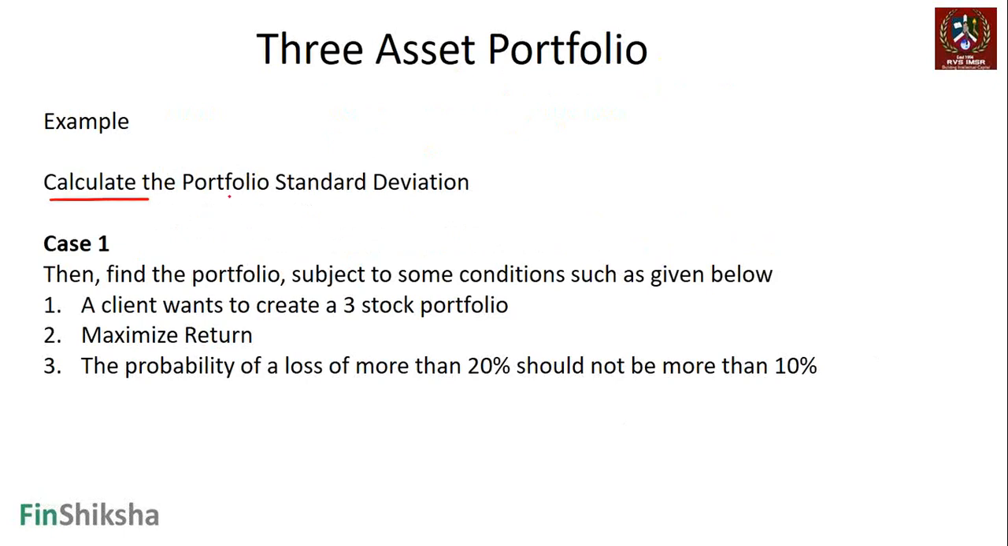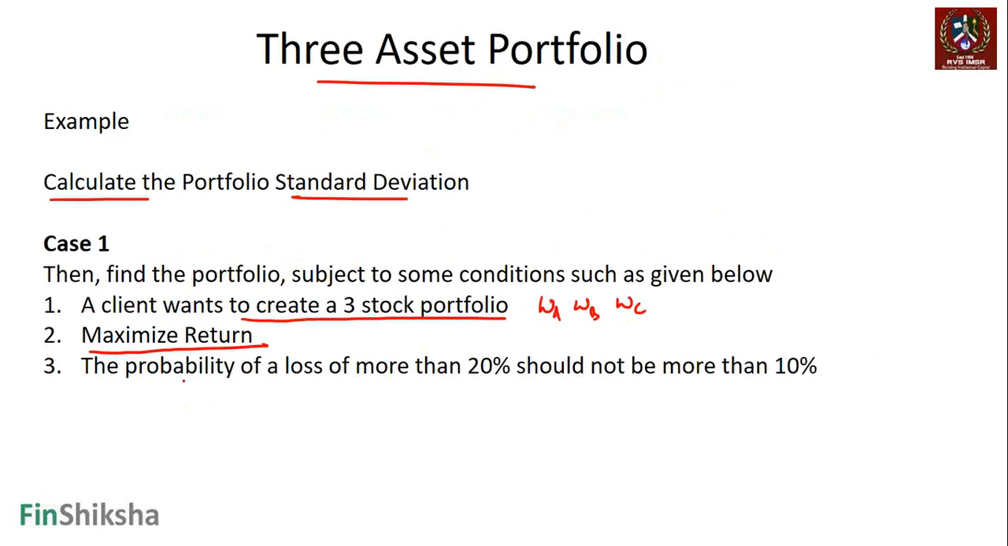We have already calculated the portfolio standard deviation for a three asset portfolio in our previous section. Now we have a client who wants to create a three stock portfolio with certain weightages WA, WB, and WC with the three stocks given. This person wants to maximize the return that is possible. So we have to alter the weightages in a way that the return gets maximized.